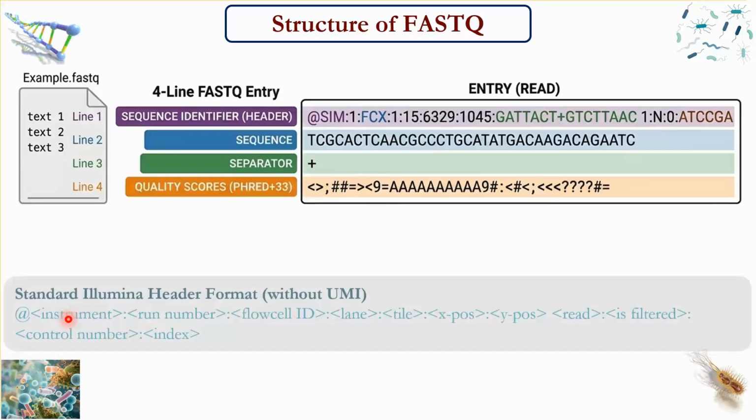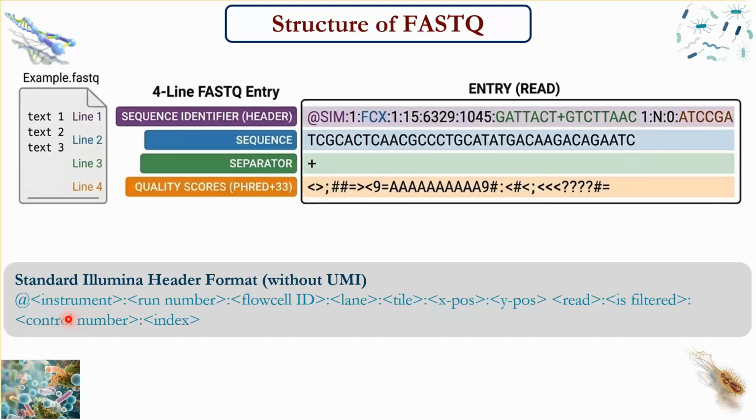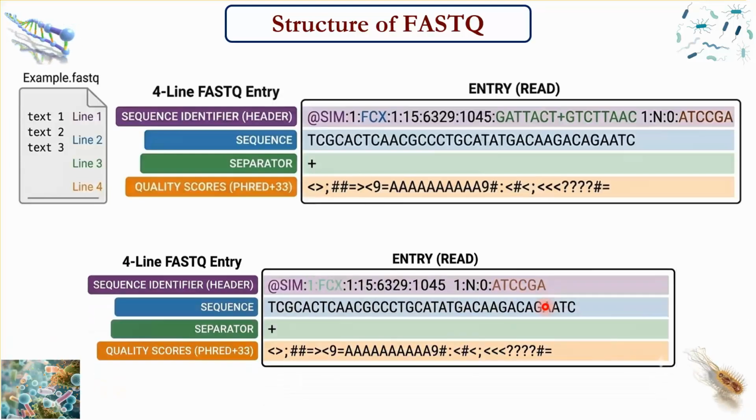Here is the standard header format without the optional unique molecular identifier, or UMI, field. As we can see here, the unique molecular identifier field is absent. However, the coordinate section and the read information section are still separated by exactly one space. Here is an example of the standard header format.